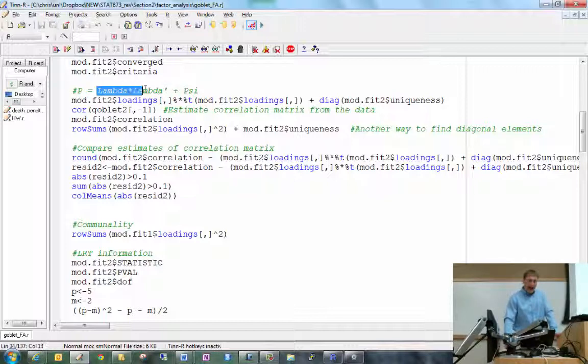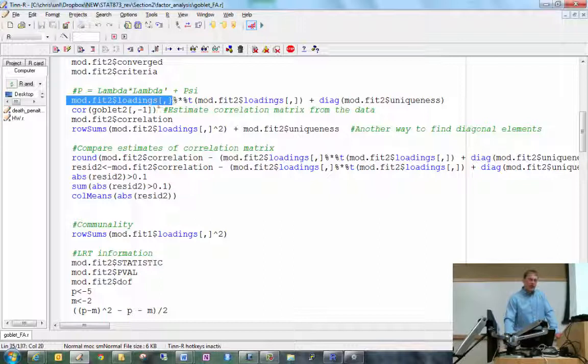Now, in order to find lambda hat times lambda hat prime plus the psi hat matrix, I can go to a particular component in mod.fit2 called loadings. This is actually going to return a few different things to us. The syntax is kind of odd here, but in order to just extract the matrix itself, I do a bracket, comma, and bracket.